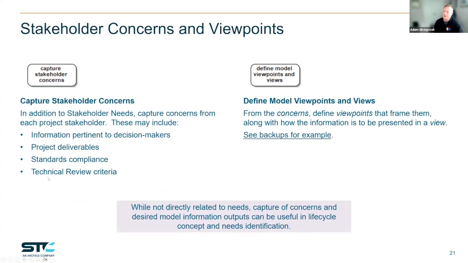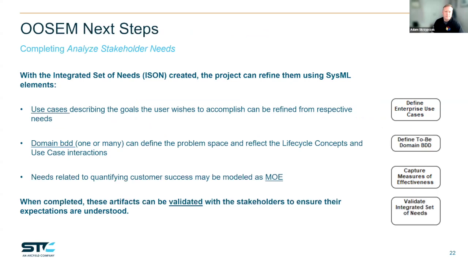And here, again, I touch on the stakeholder concerns bit. So information pertinent to decision makers, project deliverables, your procedurals could be captured as stakeholder concerns and drive certain views, standards compliance, technical review criteria. And those models, viewpoints, and views that you could develop and frame. Modeling tools like Cameo System Modeler have the ability to generate viewpoints and views. They have tools that allow you to generate those using Cameo Collaborator. Even if you don't have that, you could probably go the route of just creating diagrams that relate to those different concerns as well. So there are a number of different approaches you could take depending on your competency with the tool.